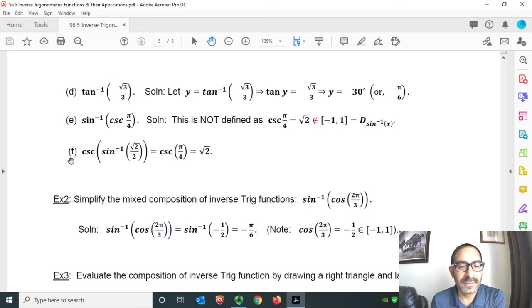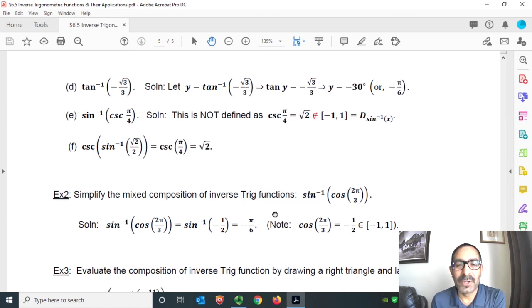Part F, find cosecant of sine inverse radical 2/2. Since sine inverse radical 2/2 is simply pi/4, cosecant pi/4 is radical 2. Great. I hope it makes sense to you all.